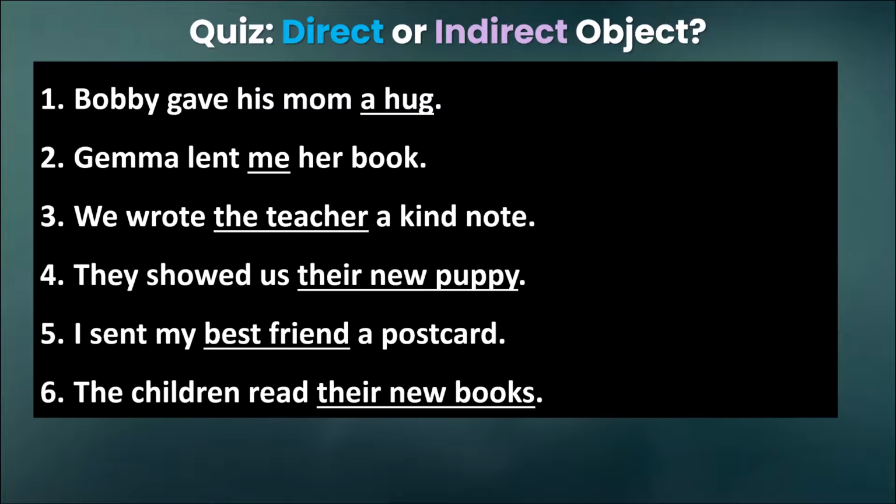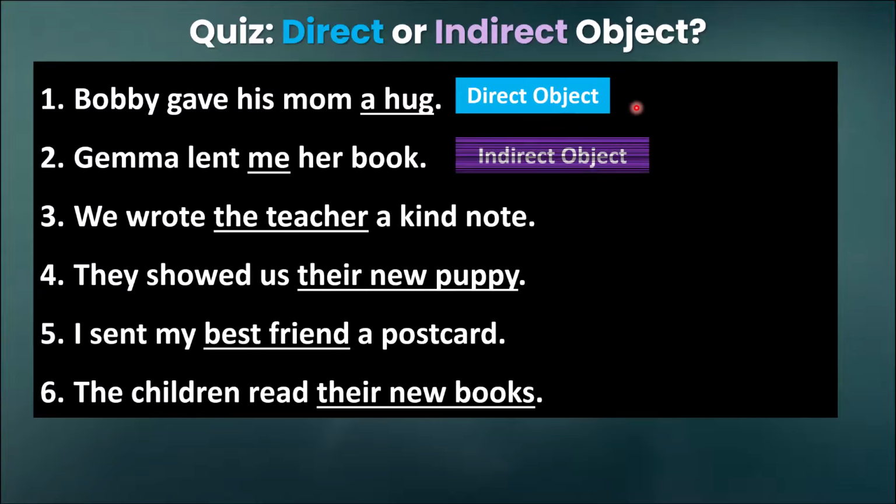Okay, so number 1 is a direct object. Remember, with a direct object, we are asking what. What did Bobby give? Bobby gave a hug. So a hug is a direct object. Number 2 is an indirect object. An indirect object answers to whom or for whom. So, to whom did Gemma lend her book? She lent her book to me. So, me is an indirect object.